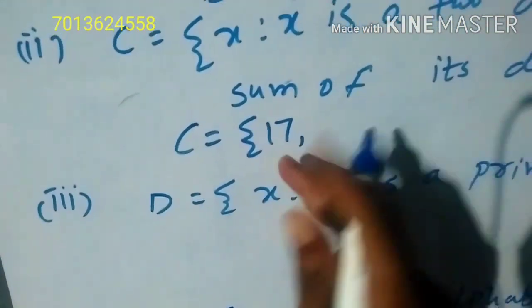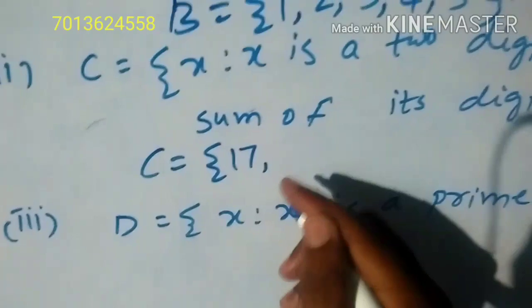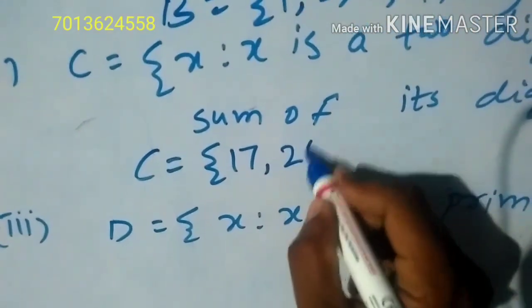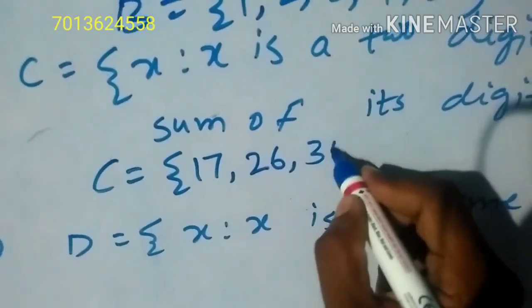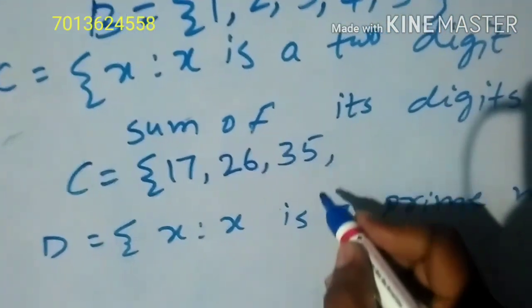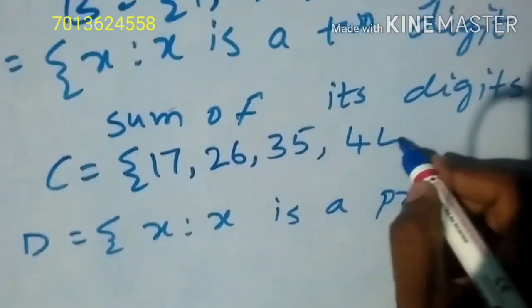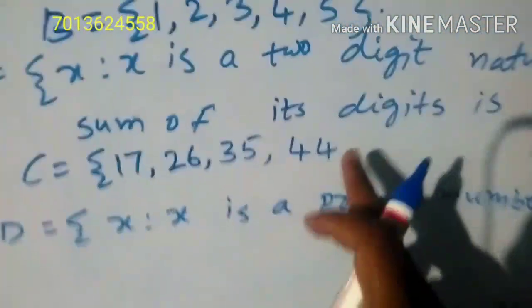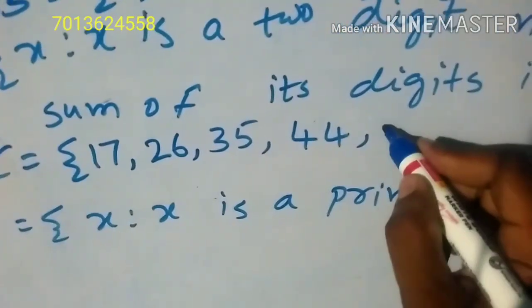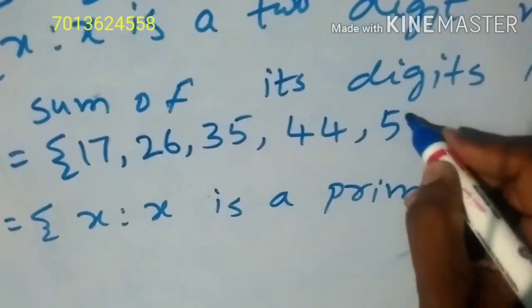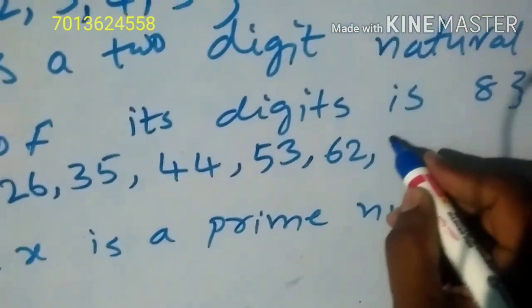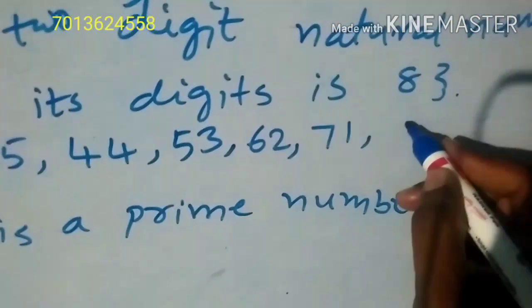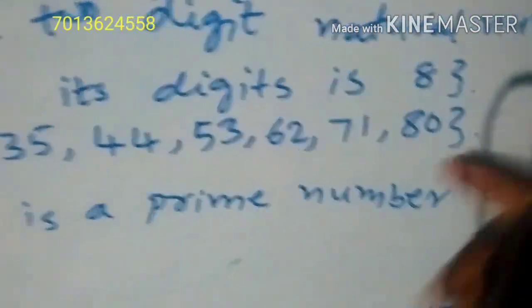In 10 it is 17. So in 17, 1 plus 7 is 8. In 20 it is 26. 2 plus 6 is 8. Next in 30 it is 35. 3 plus 5 is 8. Next in 40, 44. 4 plus 4 is 8. Next in 50 it is 53. Next 62. Next 71 and 80.